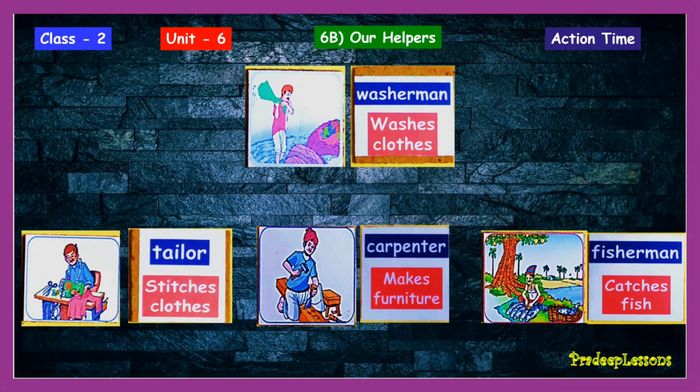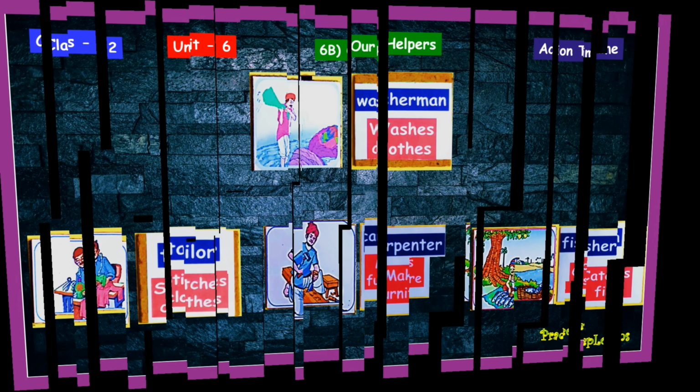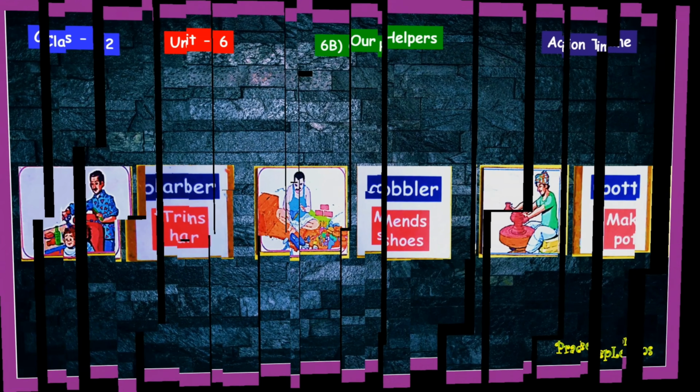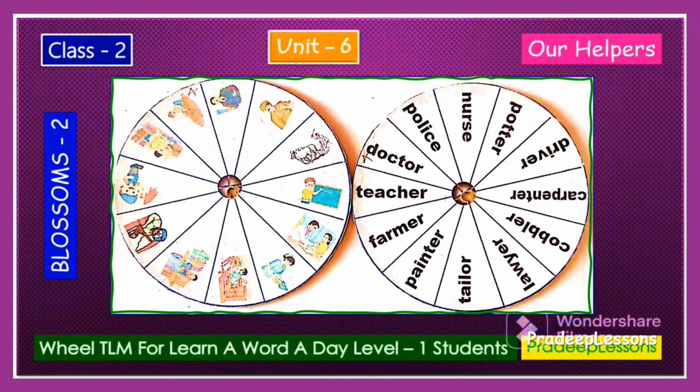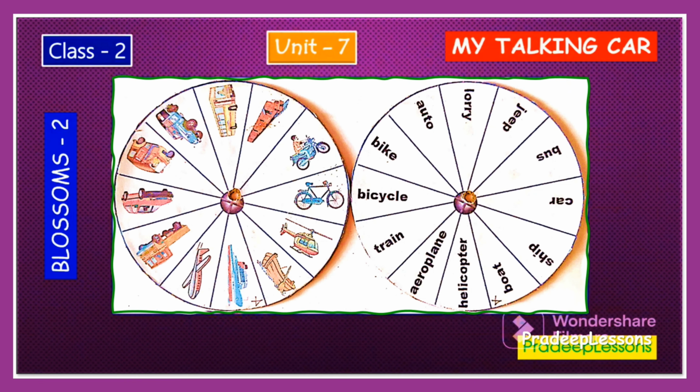Next lesson, Our Helpers. In this action time, these are all the keywords. It is in the workbook activity. Next, my wheel TLM is for Our Helpers. Another wheel TLM for My Talking Car.